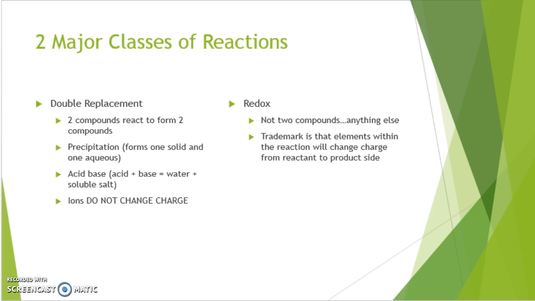Double replacement, its trademark is that it's really between two compounds on the reactant side. So anytime that you see compound plus compound, it's instantaneously a double replacement reaction. And I'm hoping that you saw on your notes page from yesterday that double replacement reactions essentially come in two flavors, precipitation or acid and base. And they're actually also pretty easy to tell the difference between.